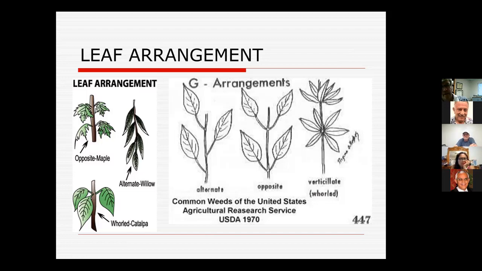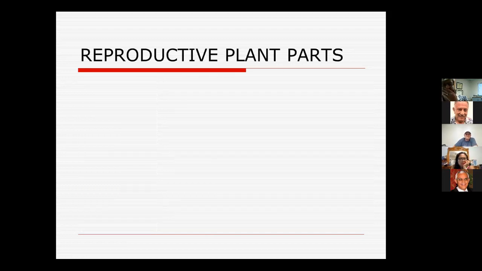Okay, here we go. Moving on. That's the last of the vegetative plant parts. Now we're going to talk about reproductive plant parts real quick. We said the vegetative parts are the roots, the stems, and the leaves. And so we have reproductive plant parts, which would be the flowers and then the fruits and seeds eventually. So those are the reproductive plant parts.